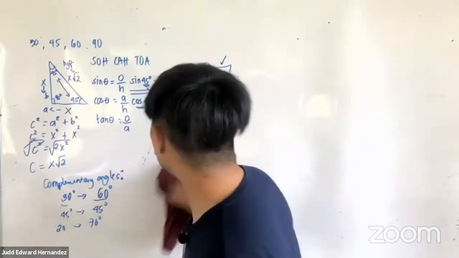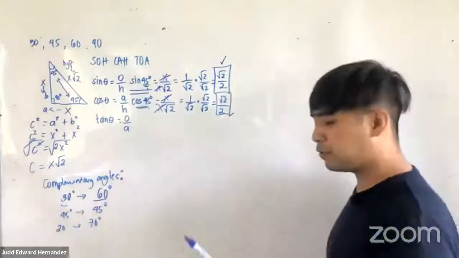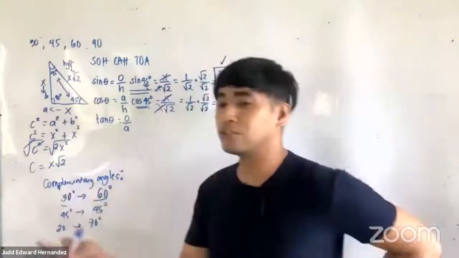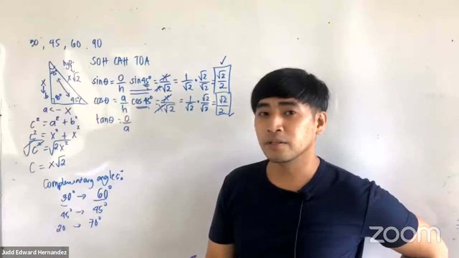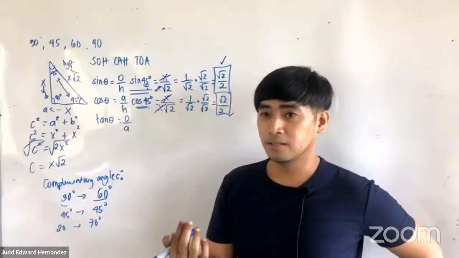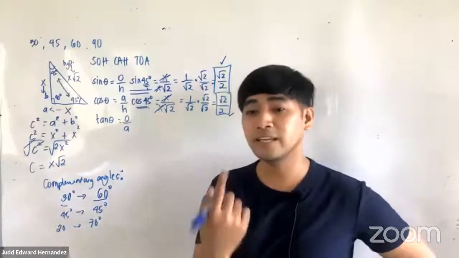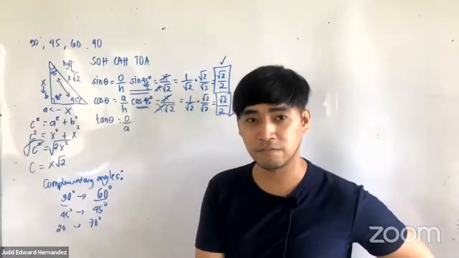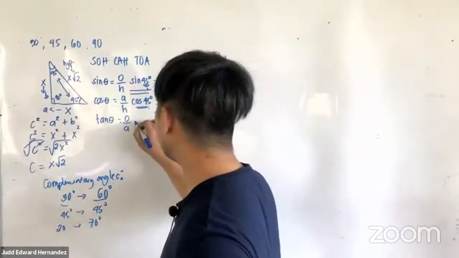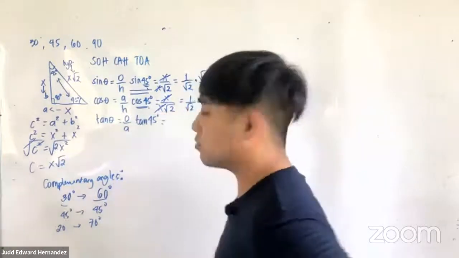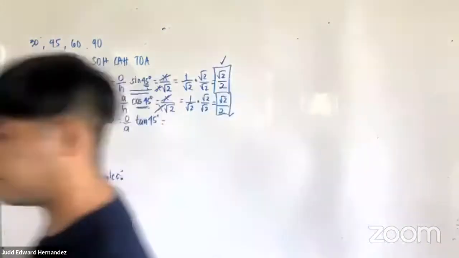Okay. Tangent 45. Actually, si tangent 45 yung favorite ko sa lahat. Kasi nung college ako, ito yung palaging sinasabi ng teacher ko na, bumili ka sa labas. Bumili ka ng isang candy, tas magbayad ka ng tangent 45.